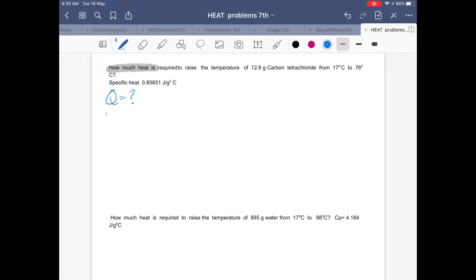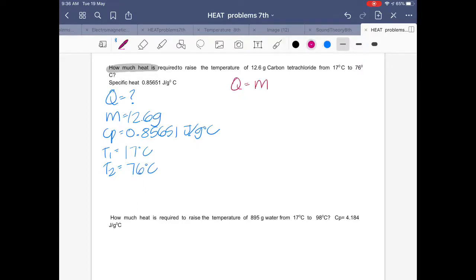For heat, you need a mass, specific heat, temperature 1 and temperature 2 for your delta of temperatures that we talked about yesterday. So you have a mass of 12.6 grams, a specific heat of 0.85651 joules over grams per degree Celsius, temperature 1 of 17 degrees Celsius, and temperature 2 of 76 degrees Celsius. The formula we're using is heat equals mass times specific heat times delta of temperatures.